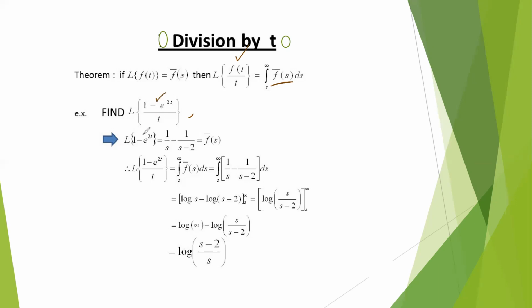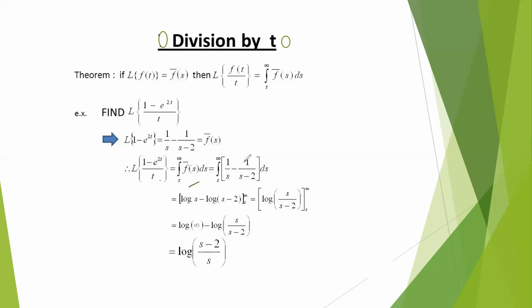So the solution starts with finding Laplace transformation of the numerator, that is L of 1 minus e power 2t. According to the linear property that we discussed in the introduction part, by applying the linear property, this Laplace operator will be separated for 1 as well as for e power 2t. So Laplace transformation of 1 is nothing but 1 by s, we have written here, and Laplace transformation of e power 2t is 1 by s minus 2. Okay, so now this becomes f bar of s. So immediately we can find out Laplace transformation of 1 minus e power 2t divided by t, which is equal to integration over s to infinity f bar of s ds.